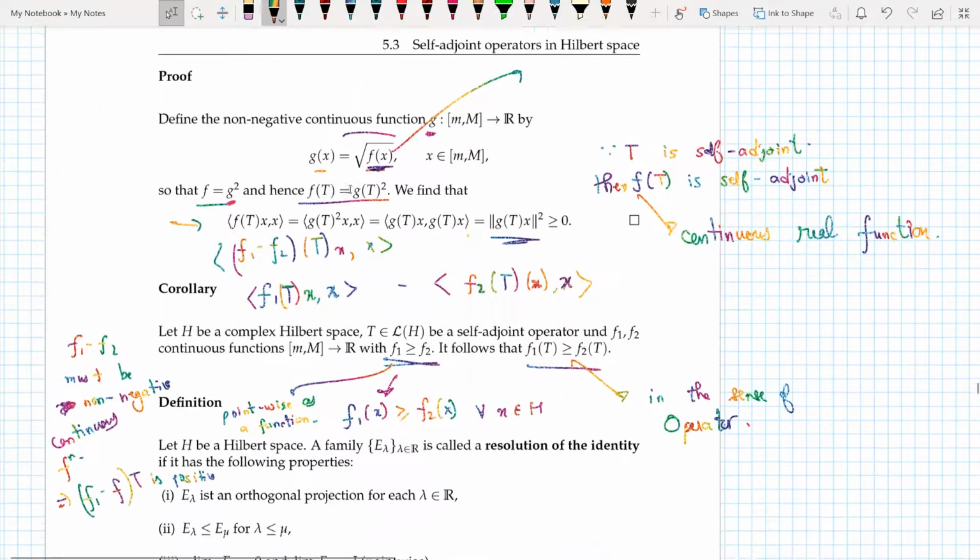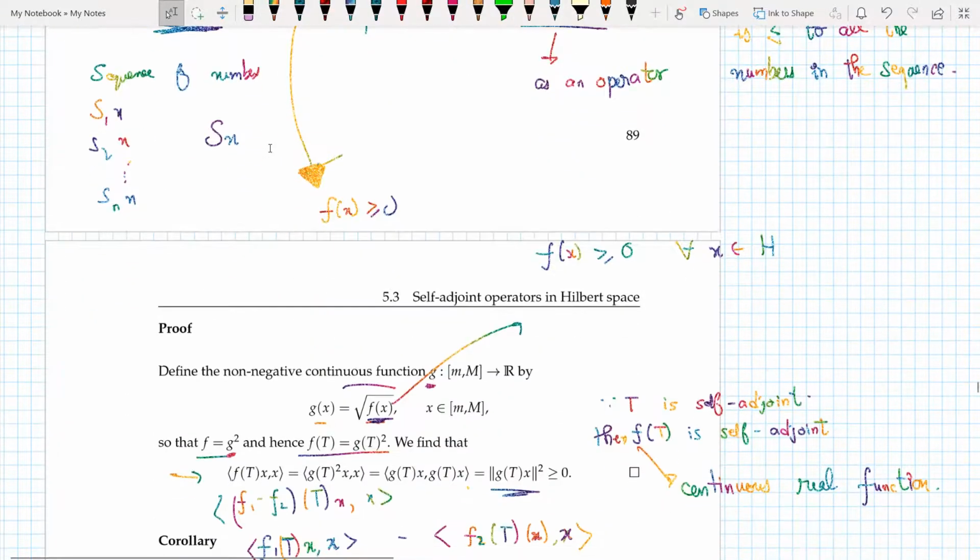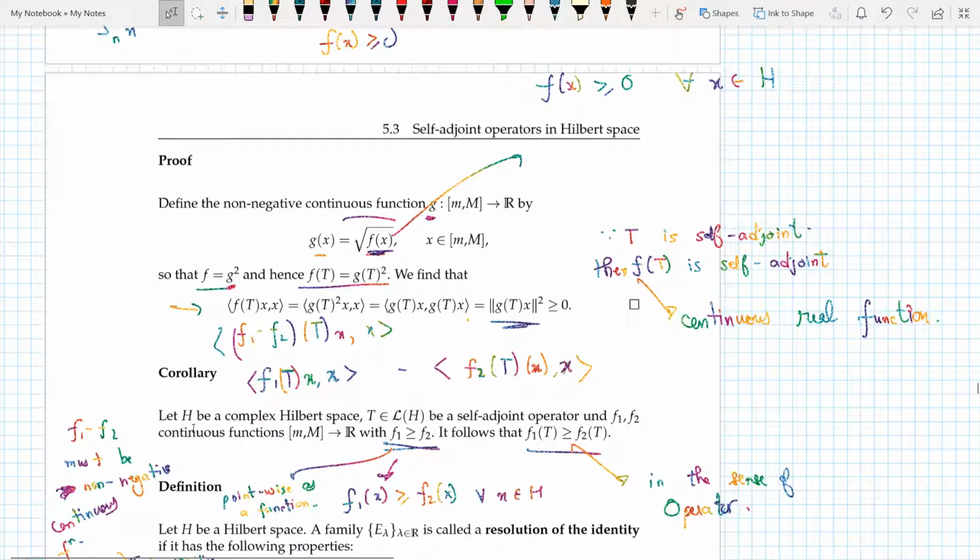Okay, the next thing that we do is again a simple corollary. We make use of the proposition given above. We say let H be a complex Hilbert space, T be a self-adjoint operator, and f1 and f2 be continuous functions such that f1 is always greater than or equal to f2. Now this is pointwise. It follows that f1(T) is greater than or equal to f2(T).